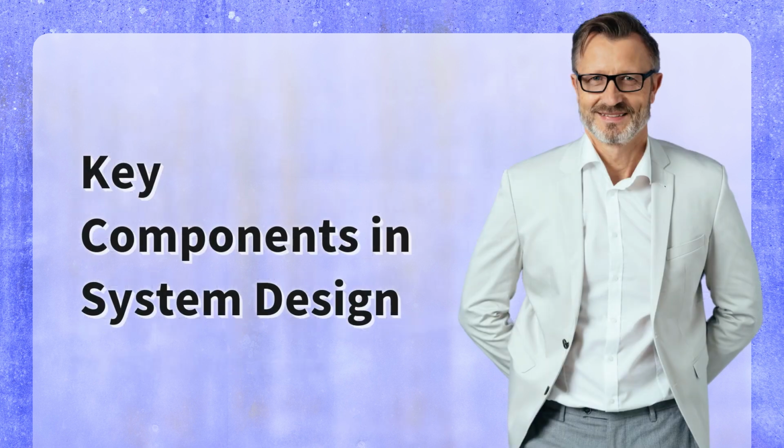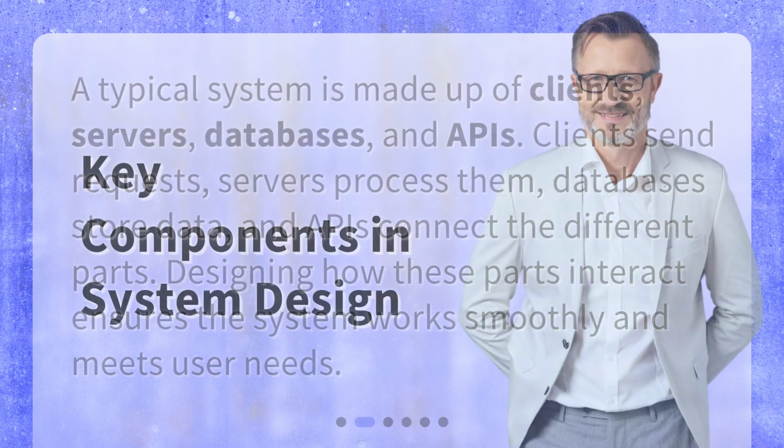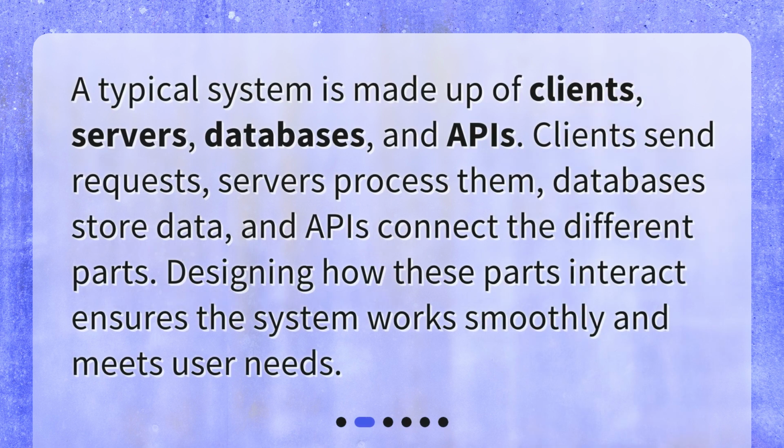Key components in system design. A typical system is made up of clients, servers, databases, and APIs. Clients send requests, servers process them, databases store data, and APIs connect the different parts. Designing how these parts interact ensures the system works smoothly and meets user needs.